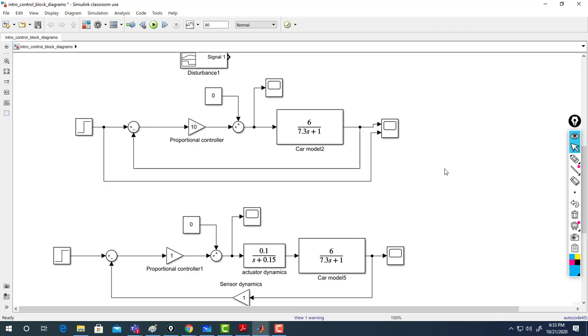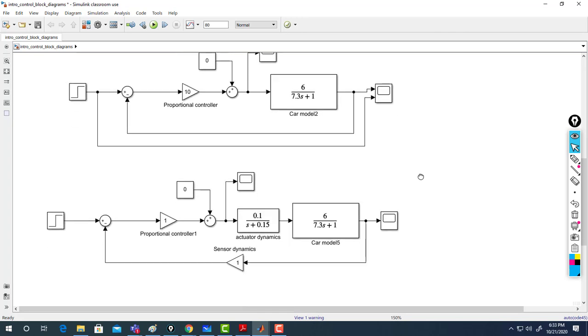So now we have two advantages of proportional. Can you repeat them to me? What are the advantages of increasing, making K large? Reduce the steady state error and make the response faster. Good. So these are the two advantages.